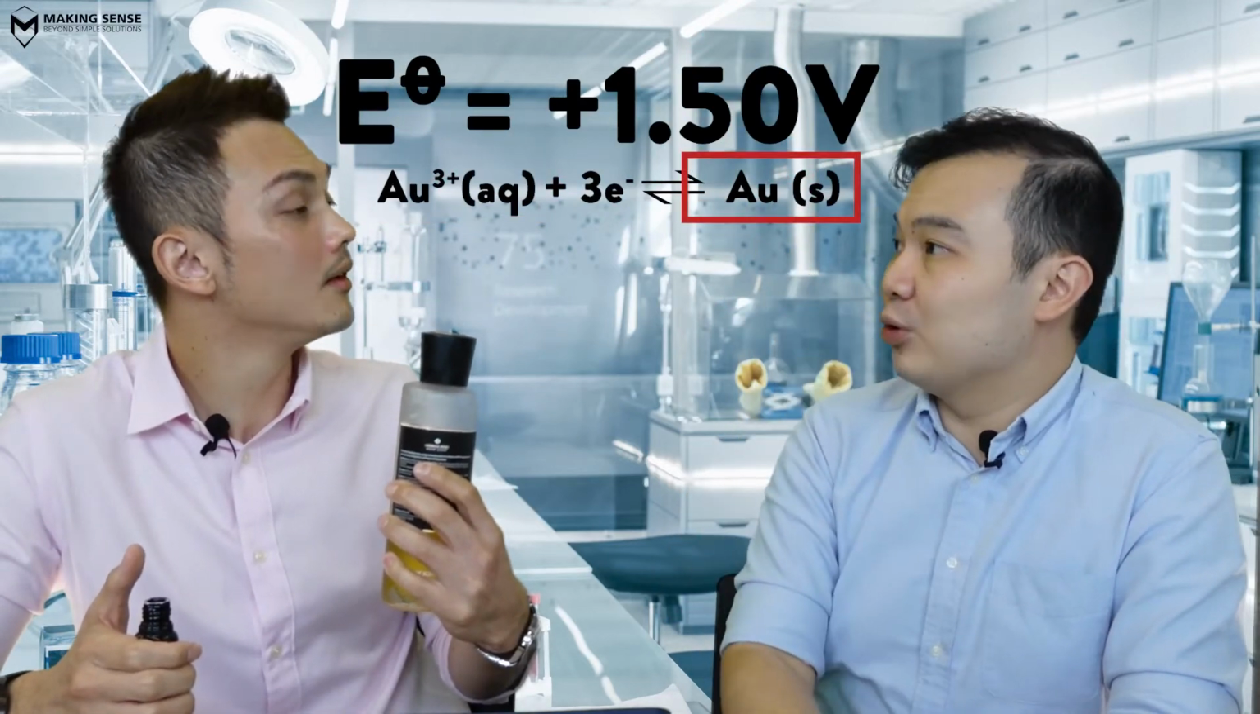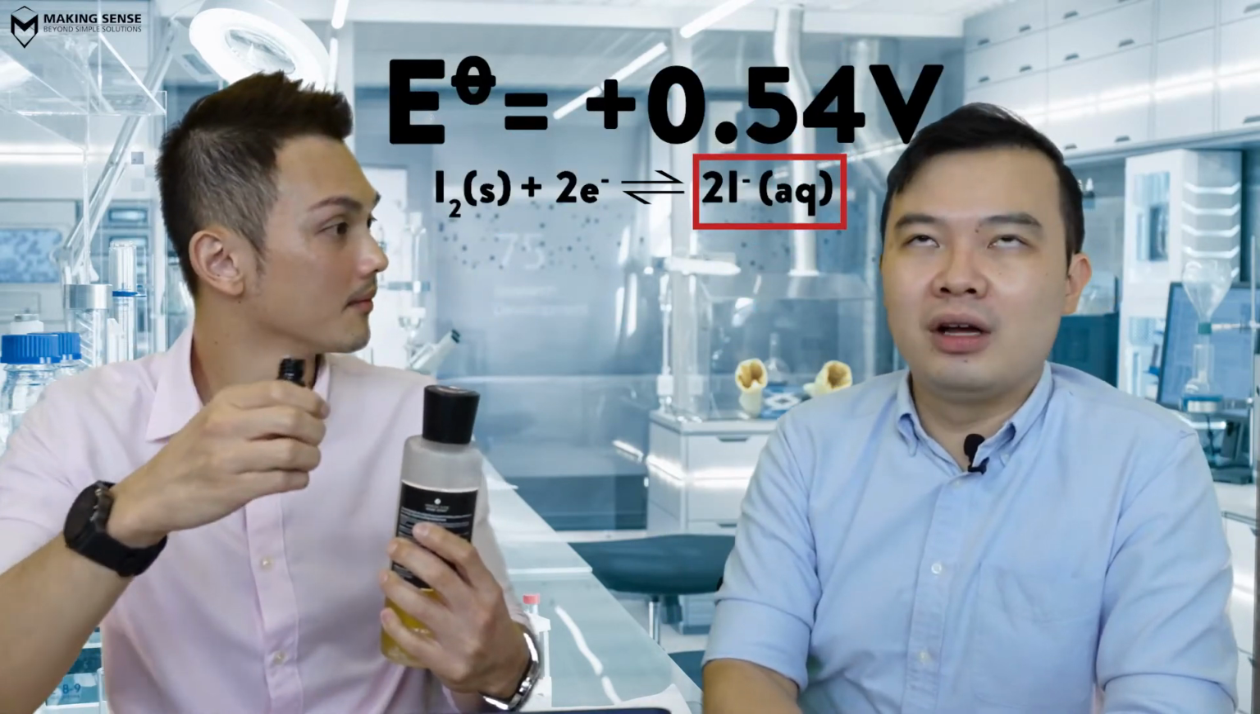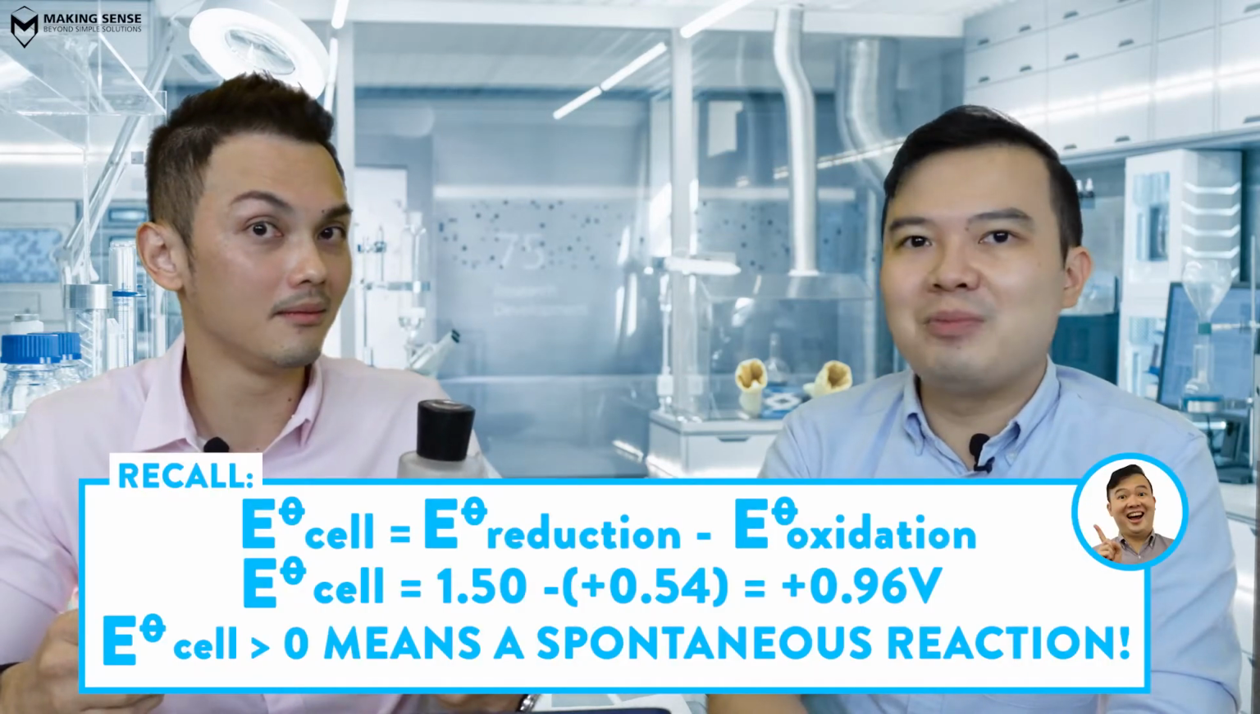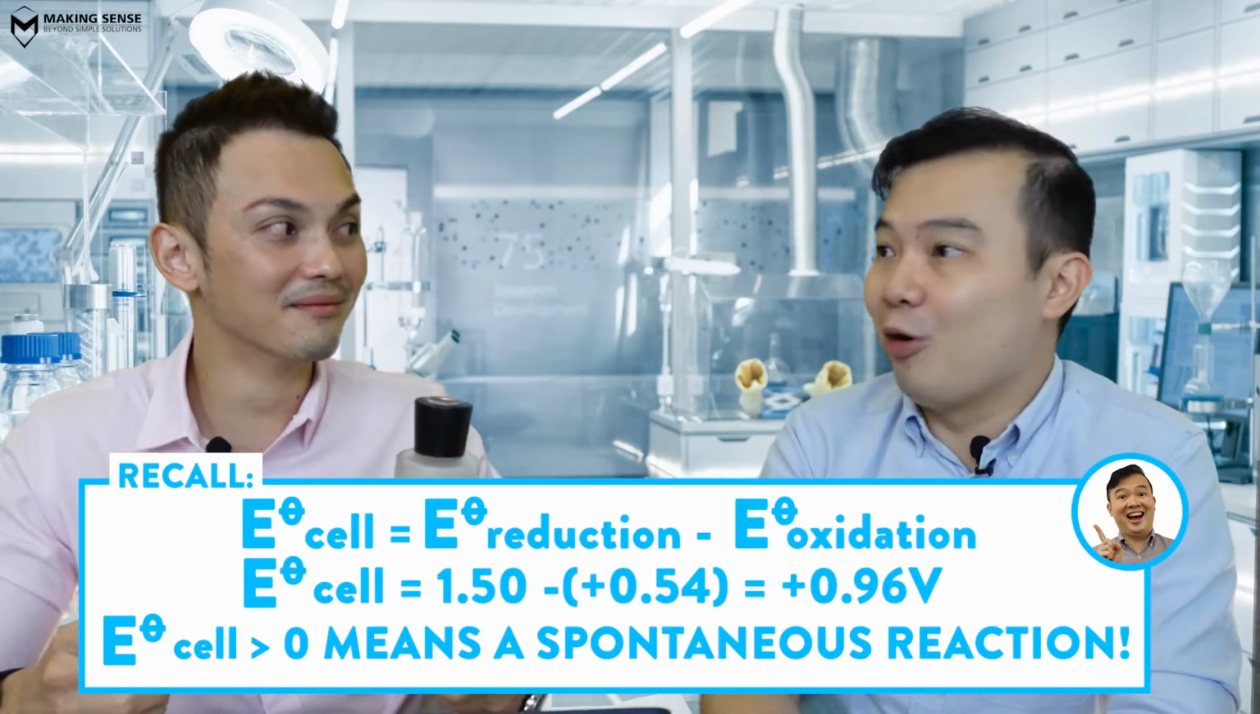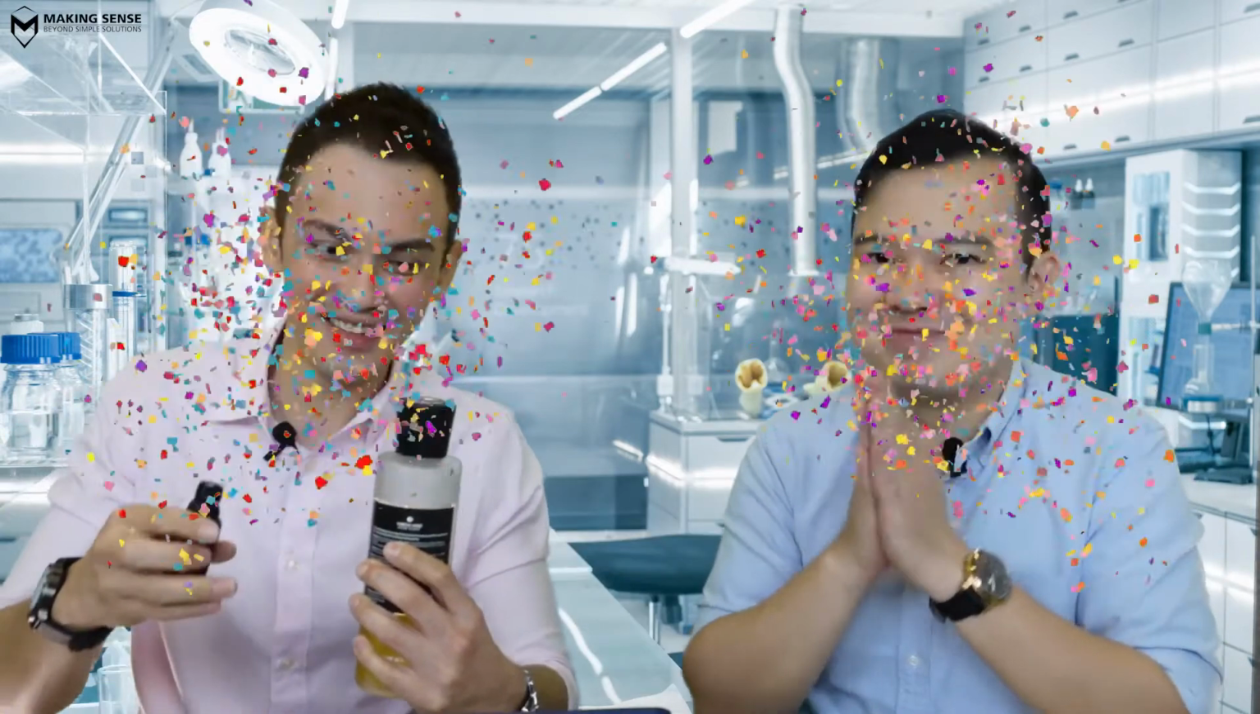It's 1.50, right? And you got to add in your iodide. The E0 value here is 0.54. So if I calculate the E cell, it ends up with a positive number. So that means that we can actually get gold. We can get rich. Yes, come let's do it.